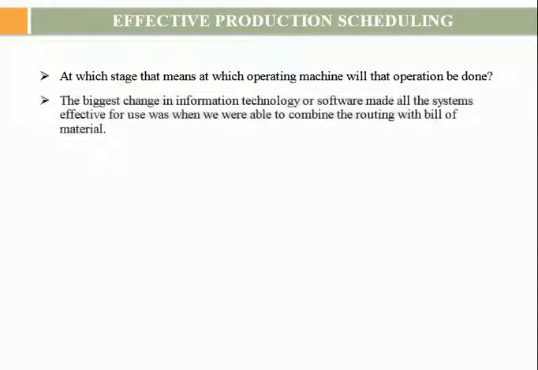The biggest change in information technology or software that made all these systems effective for use was when we were able to combine the routing with bill of material. The technology which made it possible also opened the huge door for finite capacity scheduling and an effective use of software in production manufacturing.